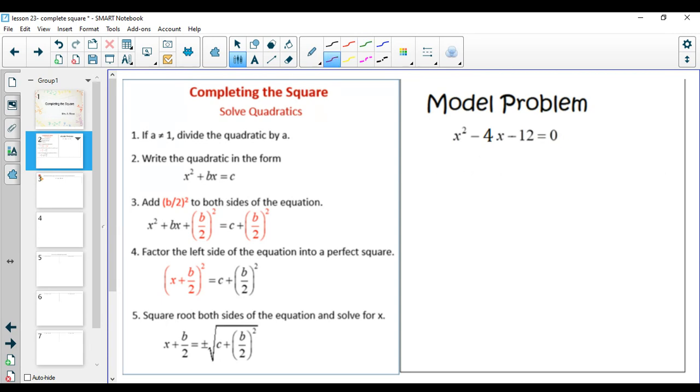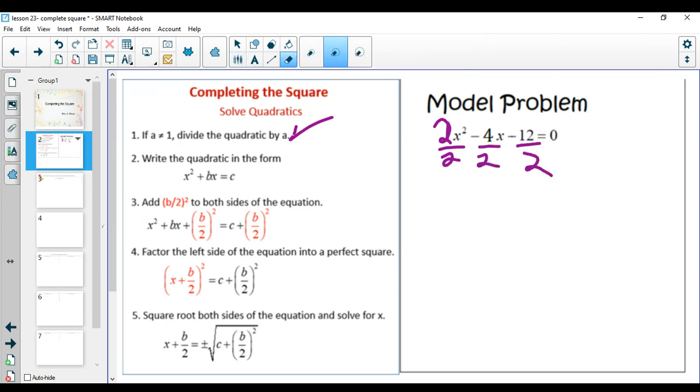We're going to first look at the first step. If a is not equal to 1, a is the number in front of the x squared. In this case, it is 1, so the first step is done. But if it was like a 2, you would have to divide everything by 2 before moving to the second step. All right, but since it's 1, we can move to the second step.